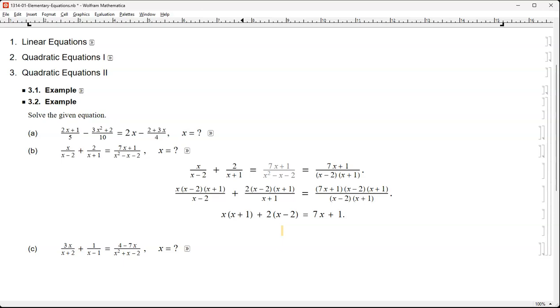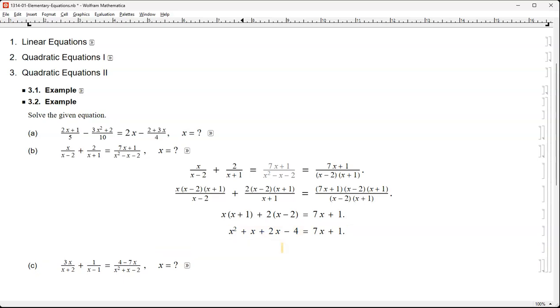All the denominators are now gone, so let's break up the parentheses. x squared plus x. And then the next parenthesis, 2x minus 4, and then 7x plus 1. And is that a quadratic equation? Yes, it is. Move everything to the left-hand side to get everything into standard form. x squared, and we have 3x here, but minus 7x, minus 4 here, but minus 1 as well. So x squared minus 4x minus 5 equal to 0.